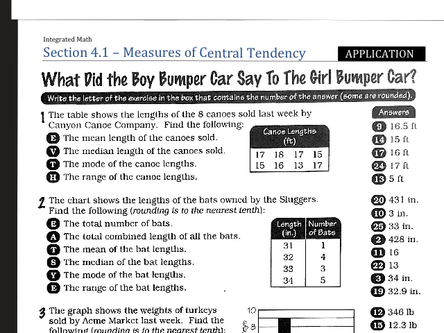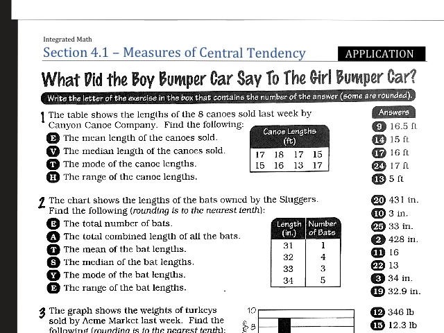All right, let's take a look at this. Your application is a riddle worksheet, and the directions say, write the letter of the exercise in the box that contains the number of the answer. All right, and some answers are rounded. So remember, you got to look for the right number. If you can't find it, round it a little bit differently.